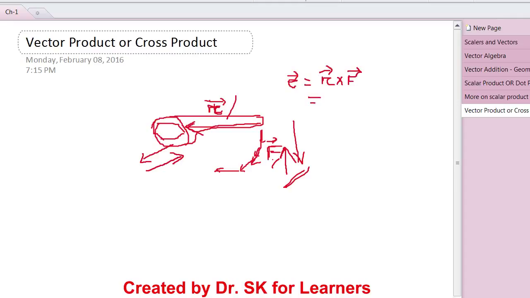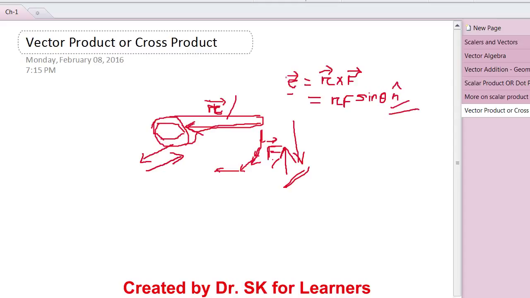So this is equal to, in expanded form, R, that is length, F is the force, magnitude of force, sine theta, where theta is the angle between R and F, and a vector quantity to make this a vector. This is the unit vector. We generally denote it by n cap.